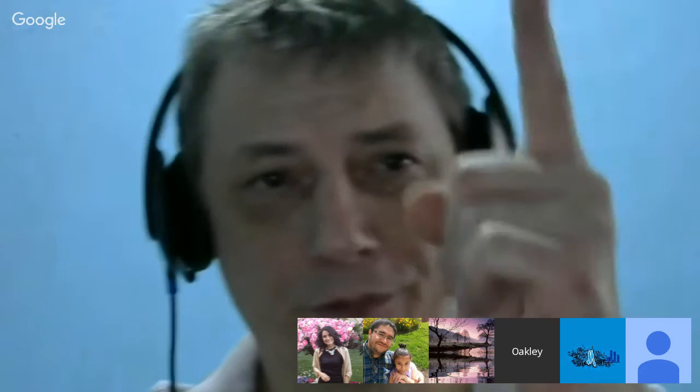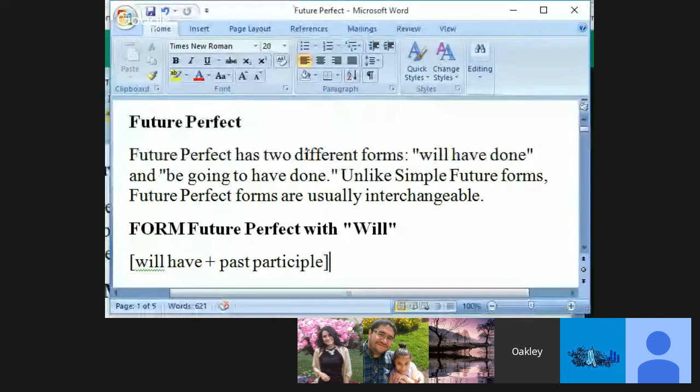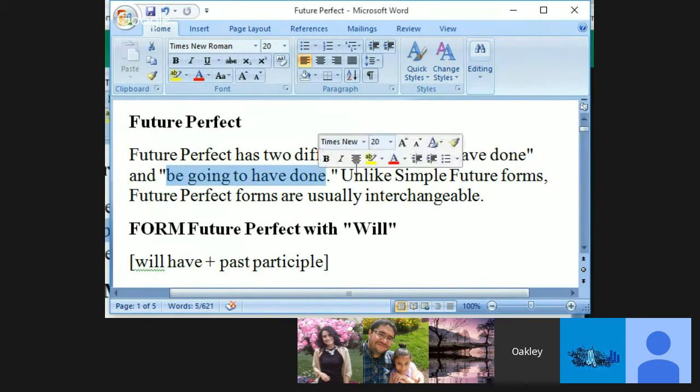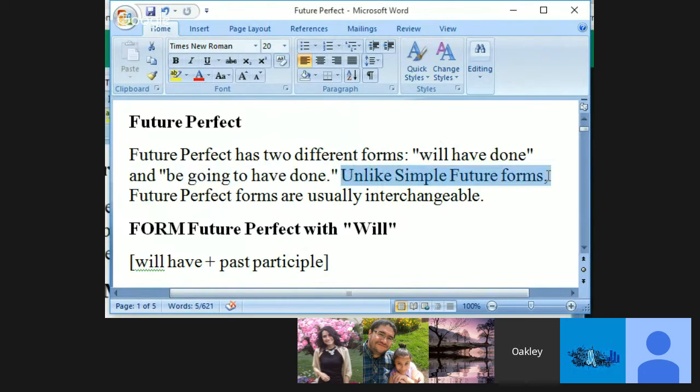Now, onwards to the lesson. I'm going to do a screen share here. We're going to start talking about the future perfect. All right. First of all, the form. There are two forms for the future perfect. And they are will have done, if done is the main verb here, or be going to have done. Unlike simple future forms, these are interchangeable. Never mind the usually. They are interchangeable. You don't have to worry about it.